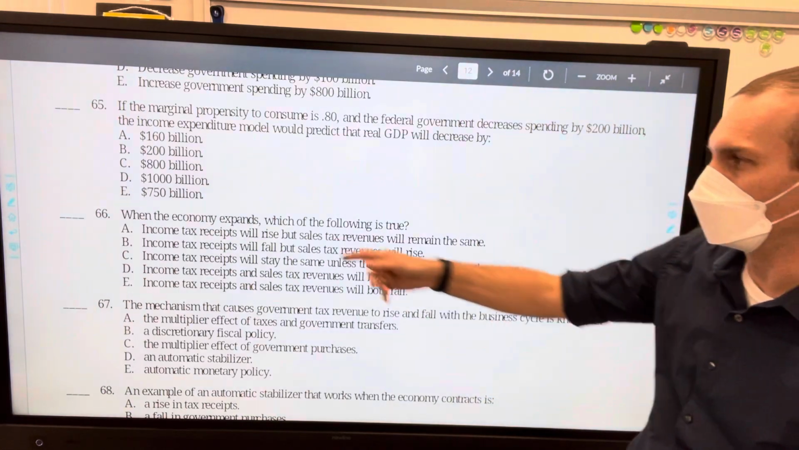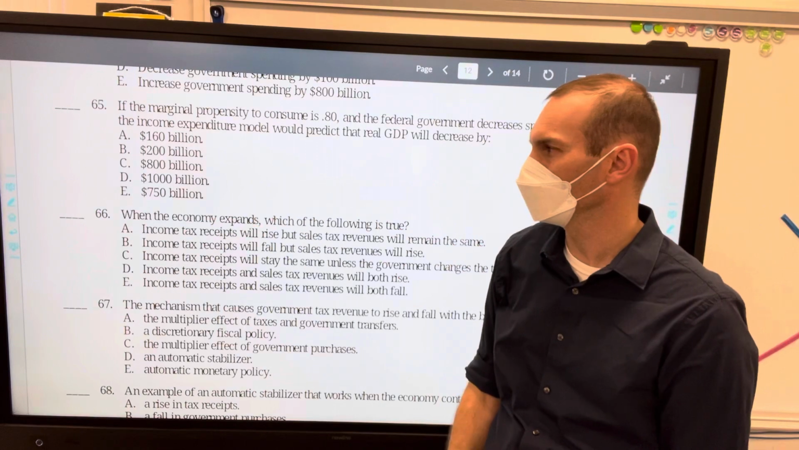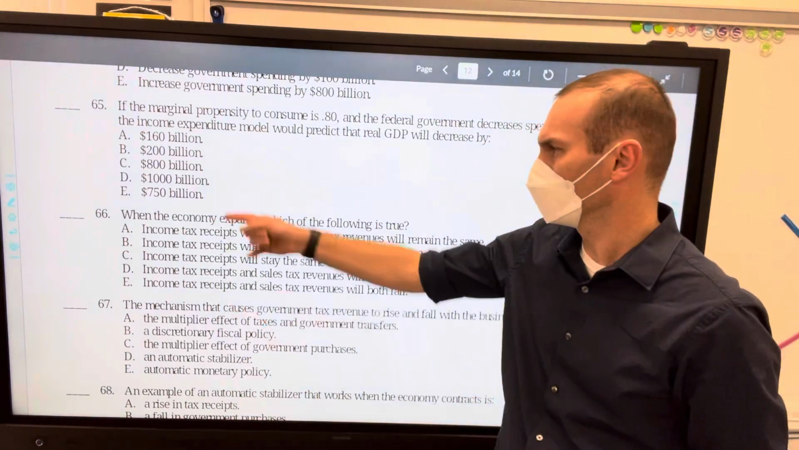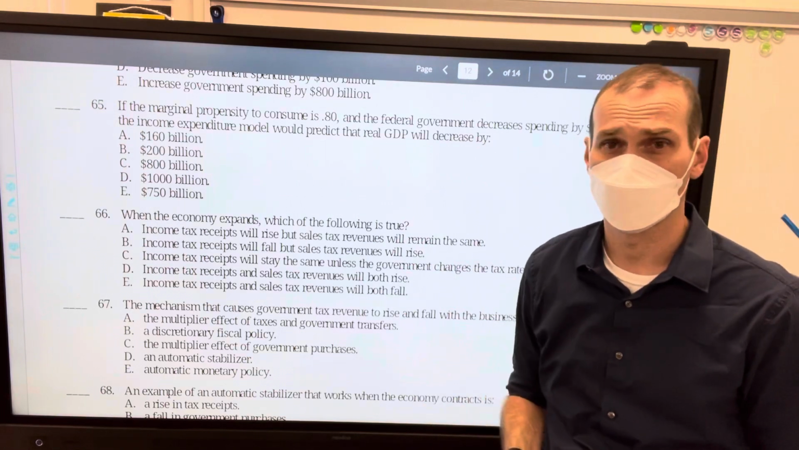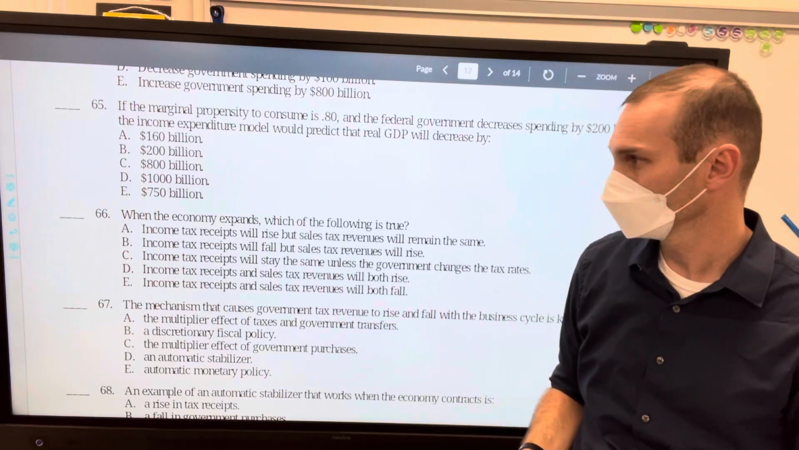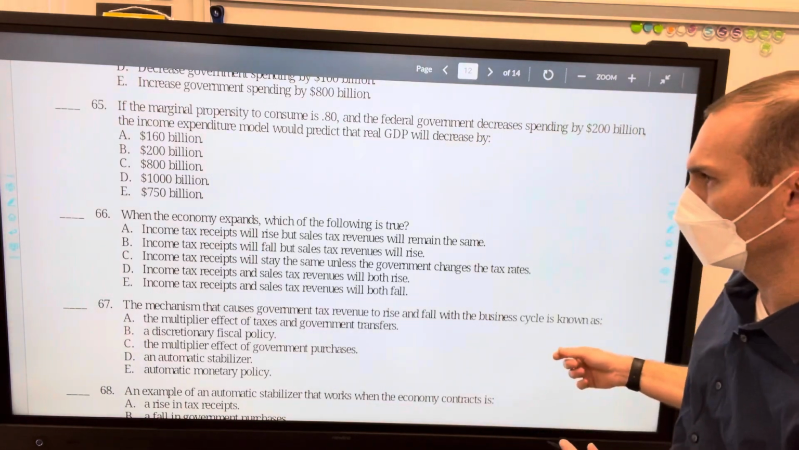So GDP should be up by $1 trillion, 1,000 billion. All right, that's $1 trillion, so D, because it's 200 times 5, 1,000. Okay? All right, 66. All right.